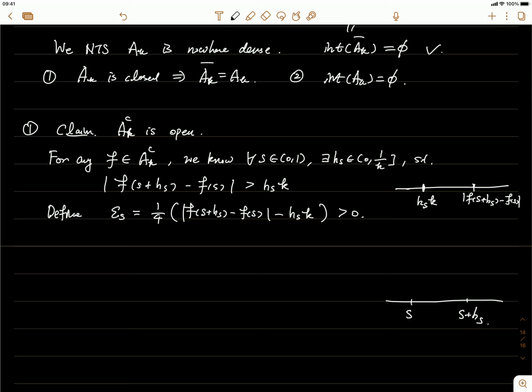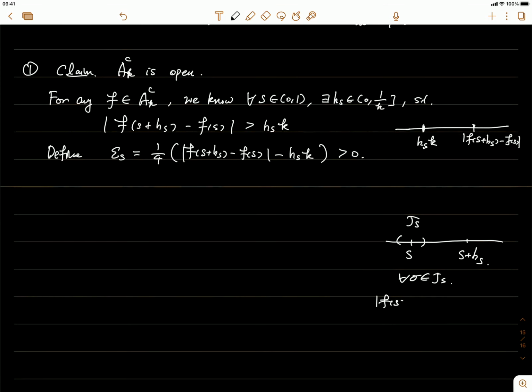Okay, so for s, there is a neighborhood such that the function values of the points in this interval will be not far from the function value at s. And I'm saying not far from, meaning that the distance is less than epsilon s. So I call this Js. Okay, so the Js is defined in the way that for any sigma in Js, the distance between f of s and f of sigma is less than epsilon s.